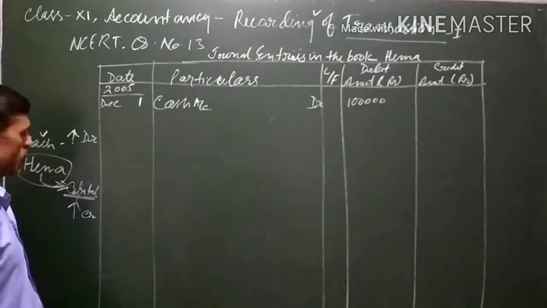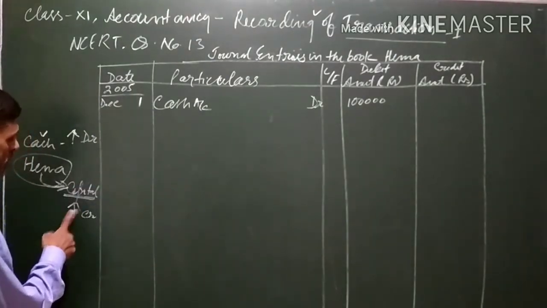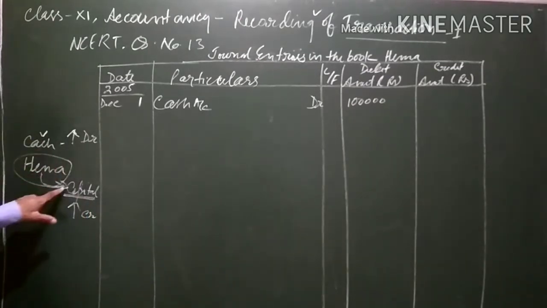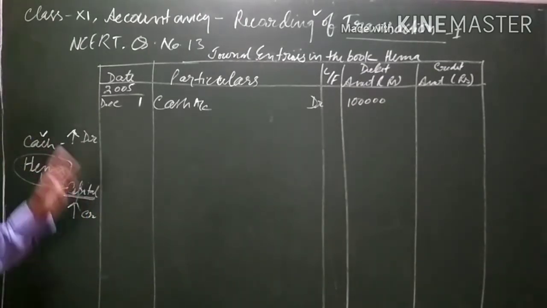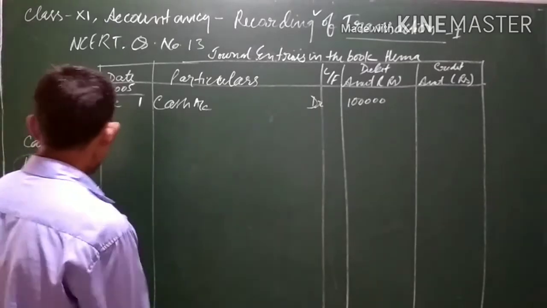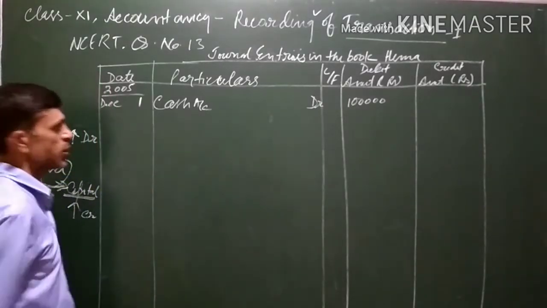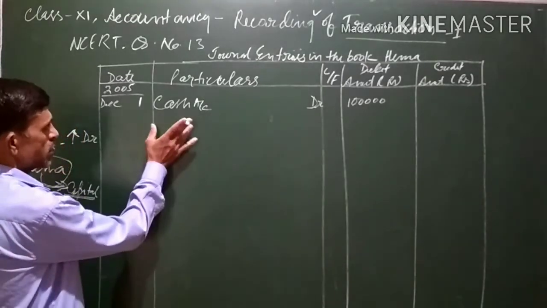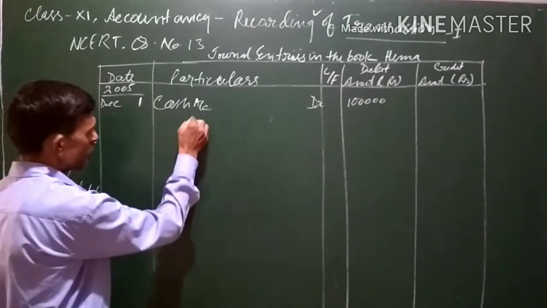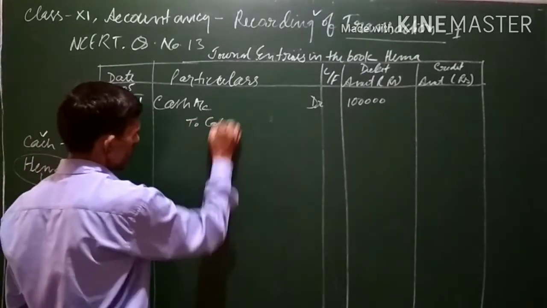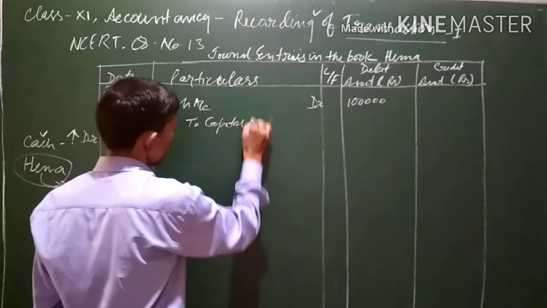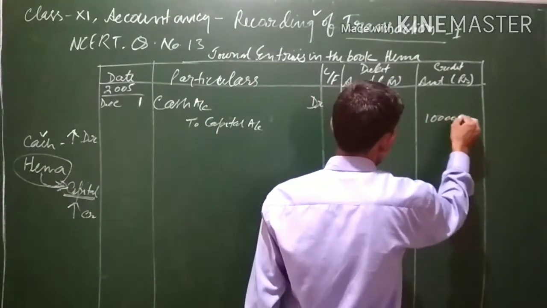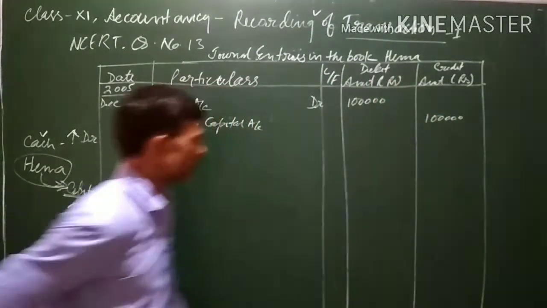Now capital account will be credited because there is an increase in capital. For increase in capital, it is credited. Means the amount of capital will increase because Hema is bringing so much cash as capital. The credit part is written after some indentation. If some space is left, then you write to capital account. 1 lakh will be written in the credit column in front of capital.